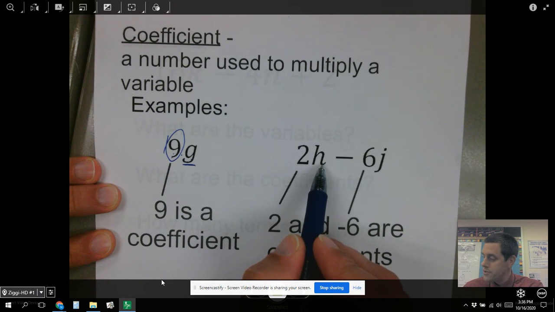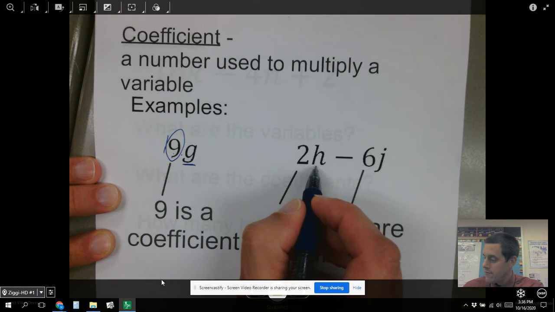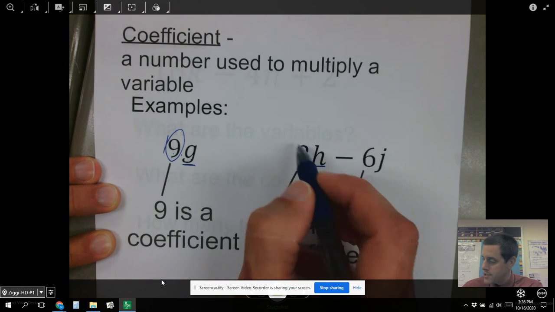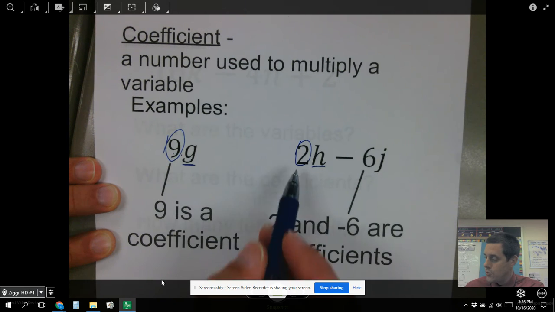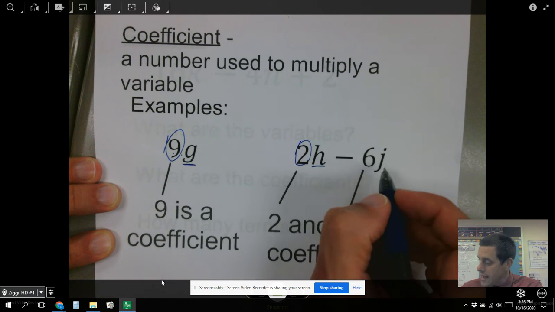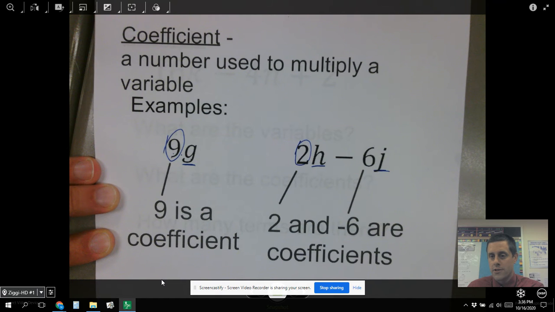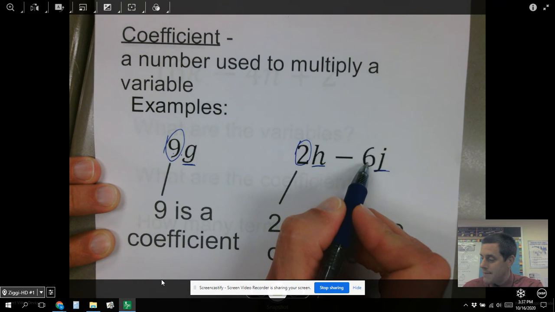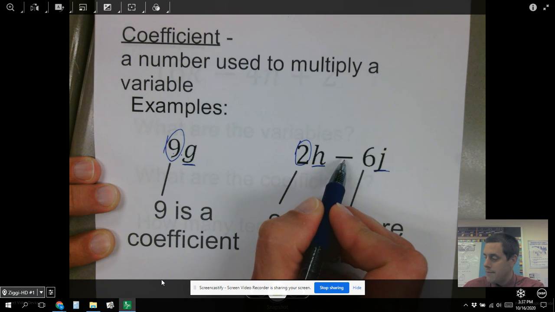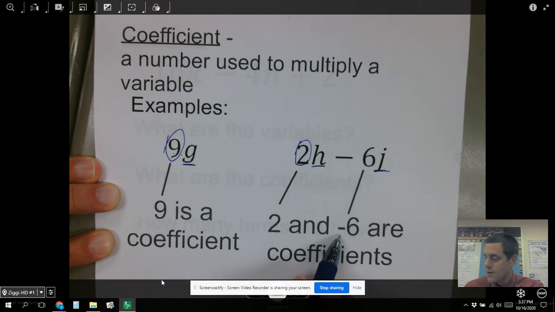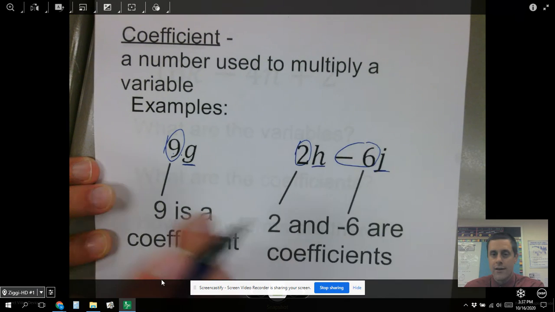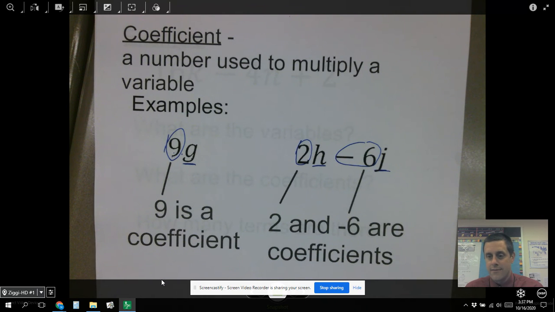Over here, 2h minus 6j. We have a variable h. Every variable has a coefficient. What number is being multiplied times h? 2 is. So 2 is a coefficient. J is a variable. It will have a coefficient. Now this one is a little tricky. 6 is being multiplied times j. But anytime a coefficient is preceded by a minus sign, we're going to say that that coefficient is negative. So because of this minus sign, the coefficient on j is negative 6.